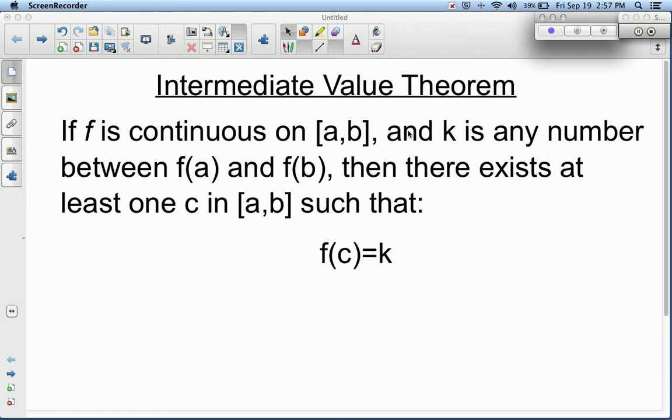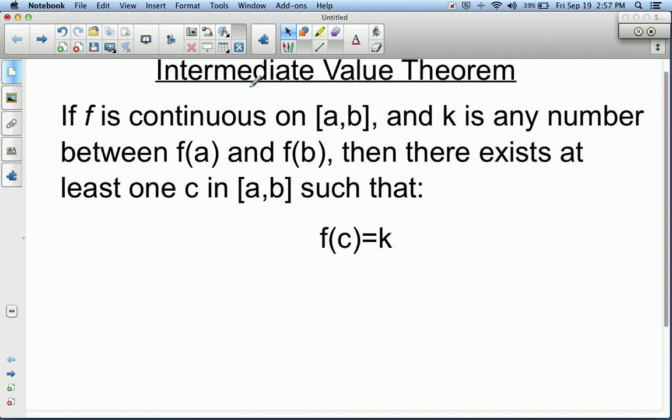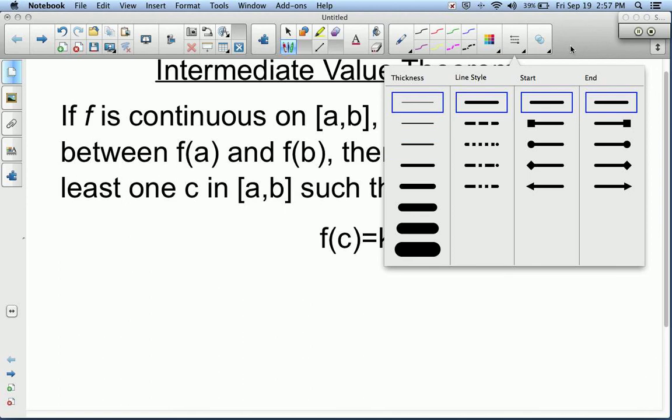Welcome to our next series in the limits videos. This is about the intermediate value theorem. The words up here are all fine and dandy, but really the best representation of this definition is a diagram. So I'm going to give you a diagram based on the definition.